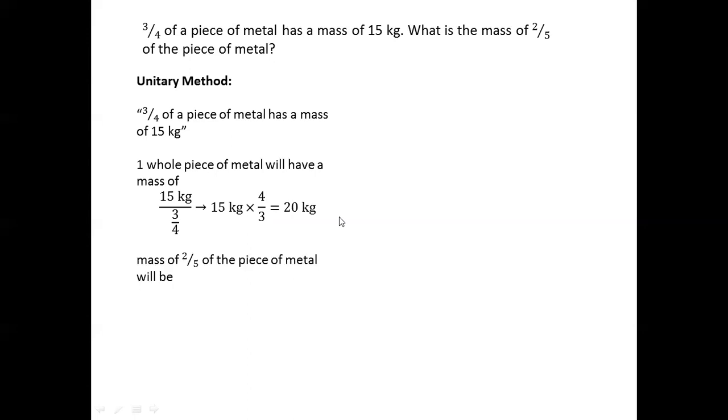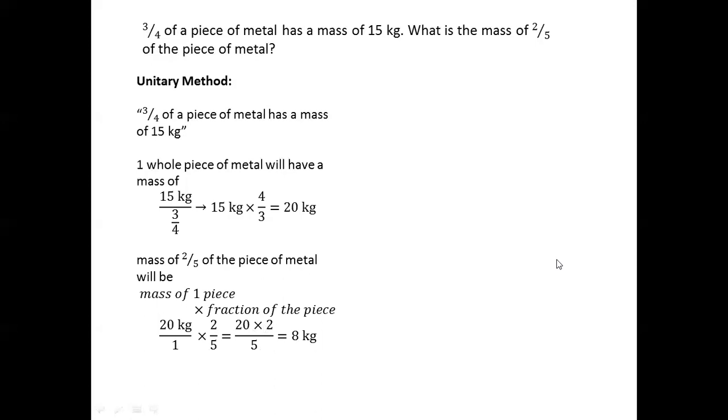And now, let's find out the mass of 2/5 of the piece of metal. To find that, we apply the same simple formula, the mass of one whole piece multiplied by the fraction of the piece needed. So the mass of one whole piece will be 20 kilograms, or simply 20 kilograms over one whole piece, times the fraction of a piece needed, which is 2/5. So that's 20 times 2, which is 40, divided by, what's 1 times 5? It's 5. So that's 40 divided by 5, and it's equal to 8 kilograms.